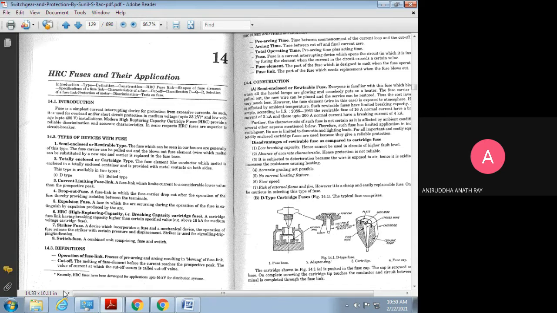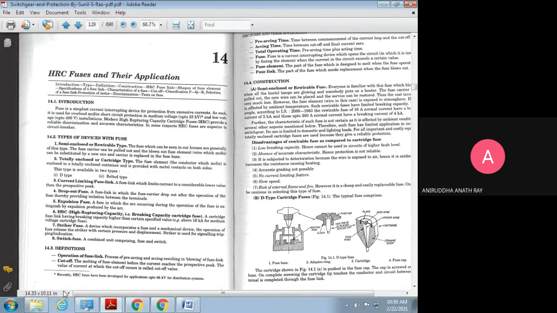Clear? So in order, we have 8 types: semi-enclosed or rewirable type, totally enclosed or cartridge type, third, current limiting fuse link, fourth, dropout fuse, fifth, expulsion fuse, sixth, HRC, seventh, striker, and eighth, switch fuse.